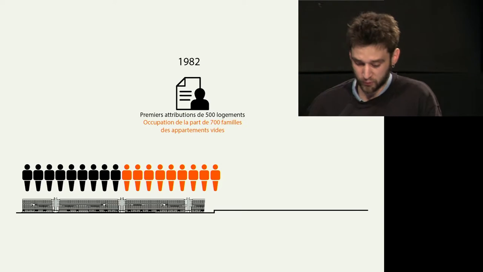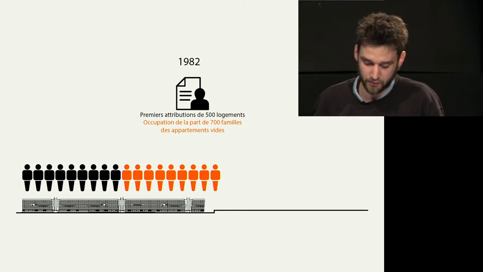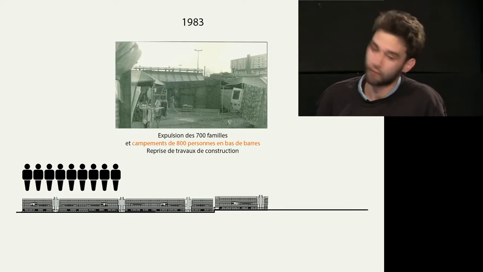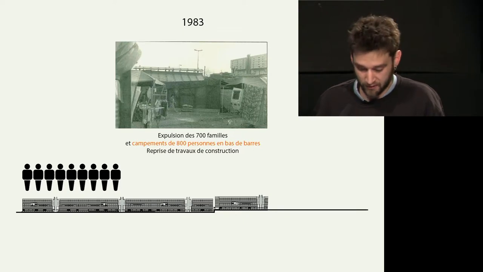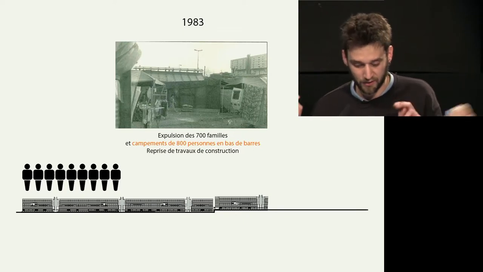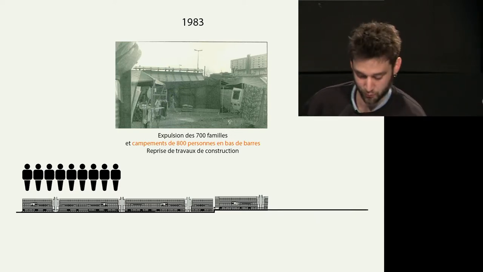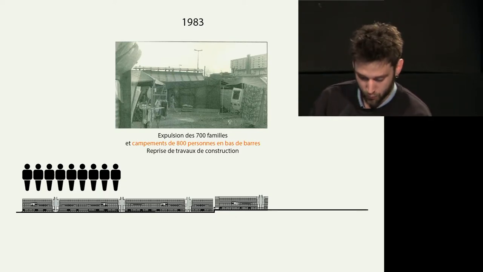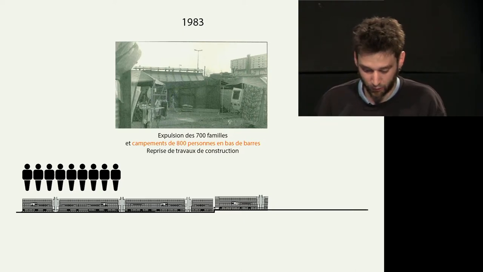And because of the administrative procedures associated with the state of the building, the families occupied the unfinished building. That was in 1978. So in 83, 700 families who were already registered on the list were evicted. They had a right to an apartment in Corviale, but they were expelled because of the impossibility of finding an alternative solution.